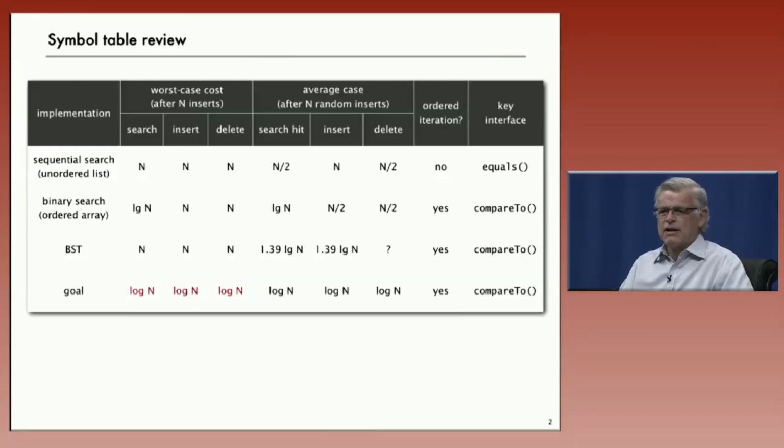So that's what we're going to look at now: try to find an implementation that can guarantee to be fast for all the symbol table operations. That's our challenge.